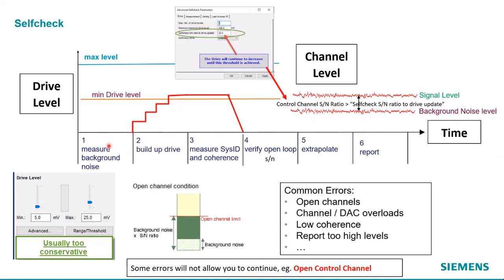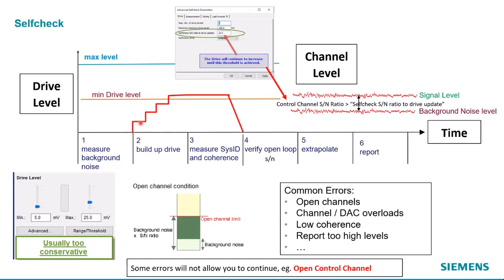As you build up in drive level, this is the sequence of events from the self-check. You start with basically no excitation to measure the background noise in your system. You want to have that as low as possible, of course, but sometimes there's extraneous noise and maybe some electrical noise that you want to measure also. You don't want that having too much influence on the signal being measured. So you measure the background noise, and that's also used in the signal to noise ratio calculation further down.